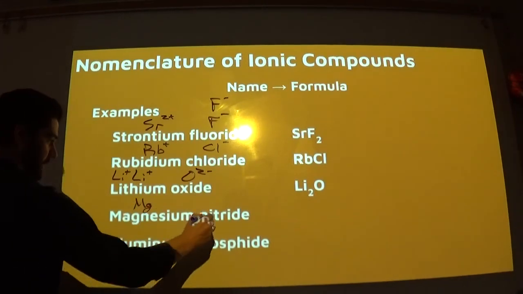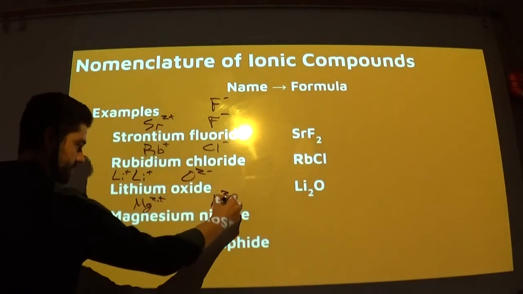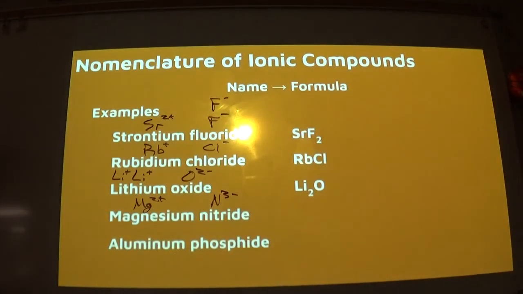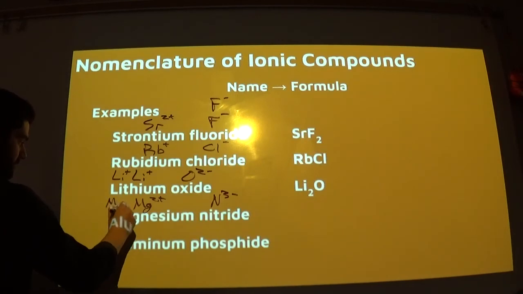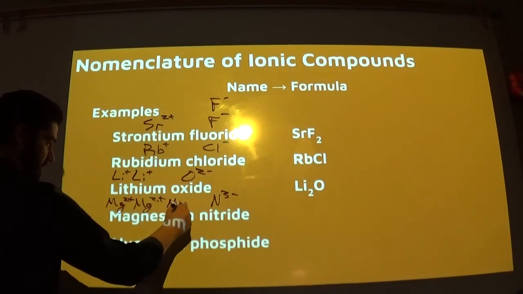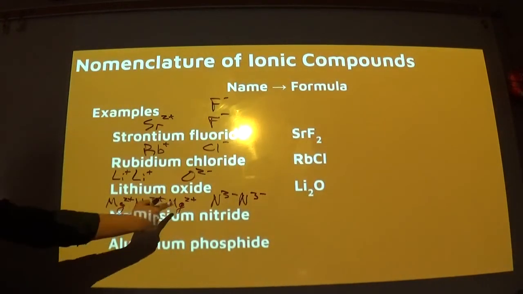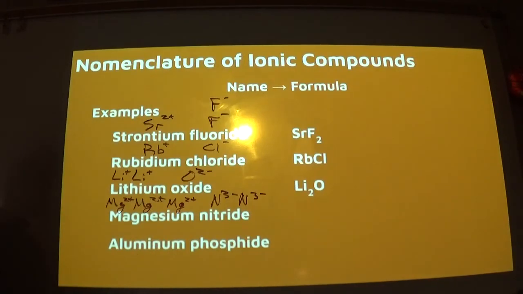Magnesium is Mg, nitride is N. This is a +2, this is a -3. Do you remember our least common multiples from elementary school? 2 and 3, I need to get to 6, so I need to get to +6 and -6 to make this all work, right? So I need 3 magnesiums and 2 nitrides. So magnesium nitride is Mg3N2, okay?